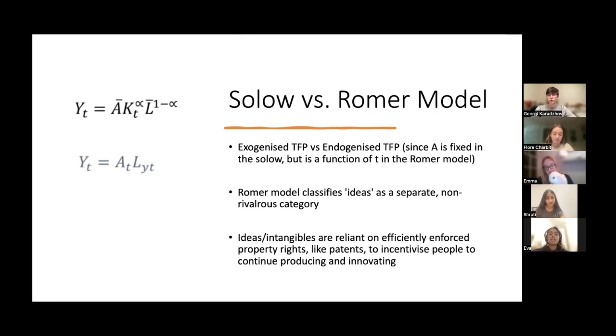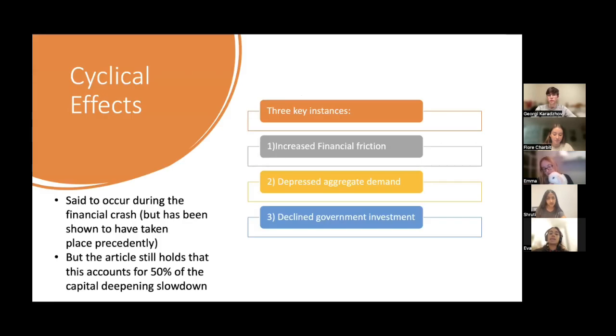productivity. The article categorizes the effects of slowing capital deepening and investment into two, cyclical and structural. The cyclical effects are attributed to during the financial crisis, while structural are pre-crash. This seems to be quite a generalization on the article's part. However, for simplicity, it does make factors easier to group together. Both are given an equal 50% significance in the overall slowdown of investment and capital deepening.